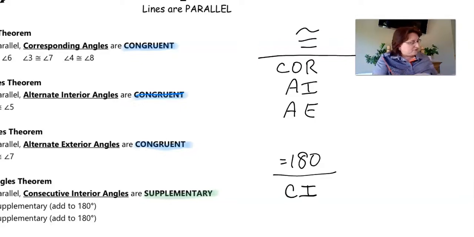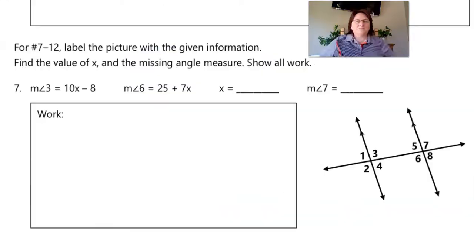Let me see which one we want to go down to today. Let's go down to number 7. I'll meet you guys down at number 7. All right, we're down here at number 7. It says for 7 through 12, you're going to label the picture with the given information, and then find the value of x and the missing angle measurement.